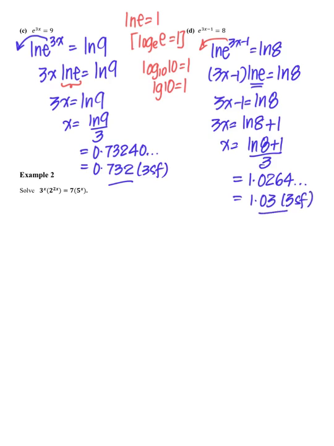Okay, so quite easily done. Alright, so we move on to the next one. Okay, so far so good. Solve 3 to the power x times 2 to the power 2x equals 7 times 5 to the power x. So example 2.